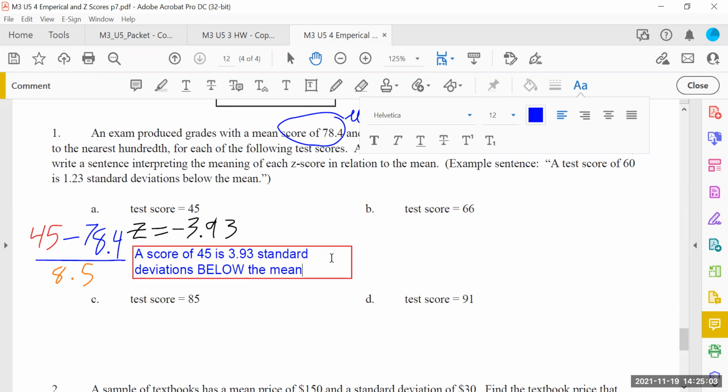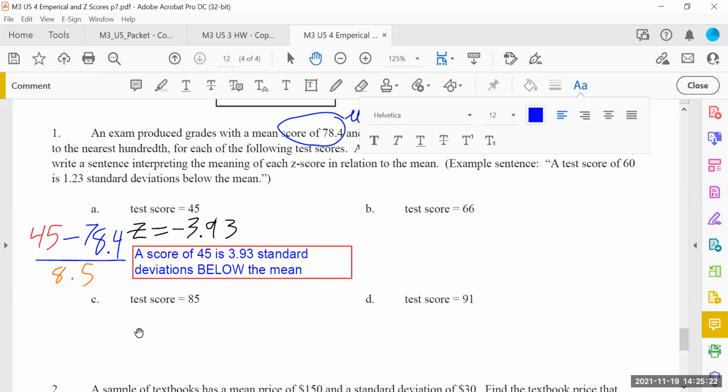Remember that our graph only goes out to 3 standard deviations down? This is almost 4 standard deviations out, which means if we had like 1,000 students, this is like the lowest, like 1 out of 1,000. It's a really low score. Does that make sense to everybody?